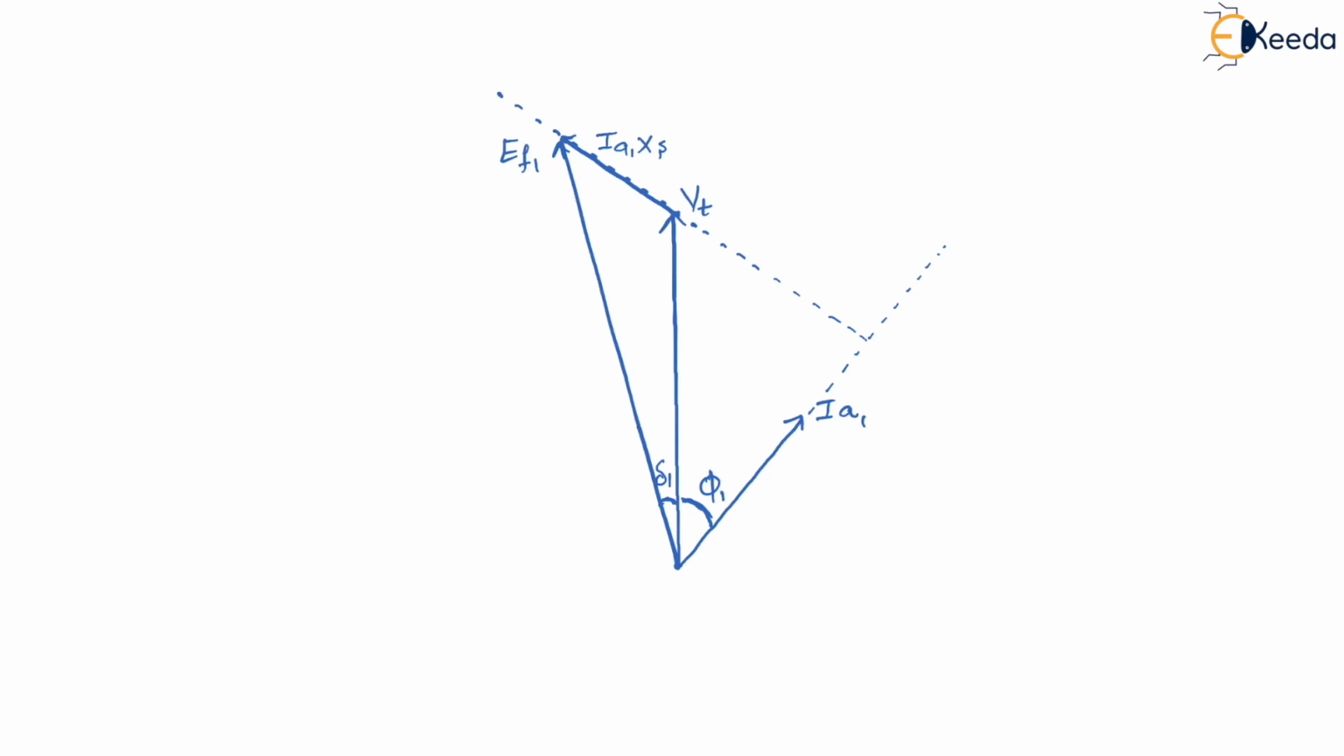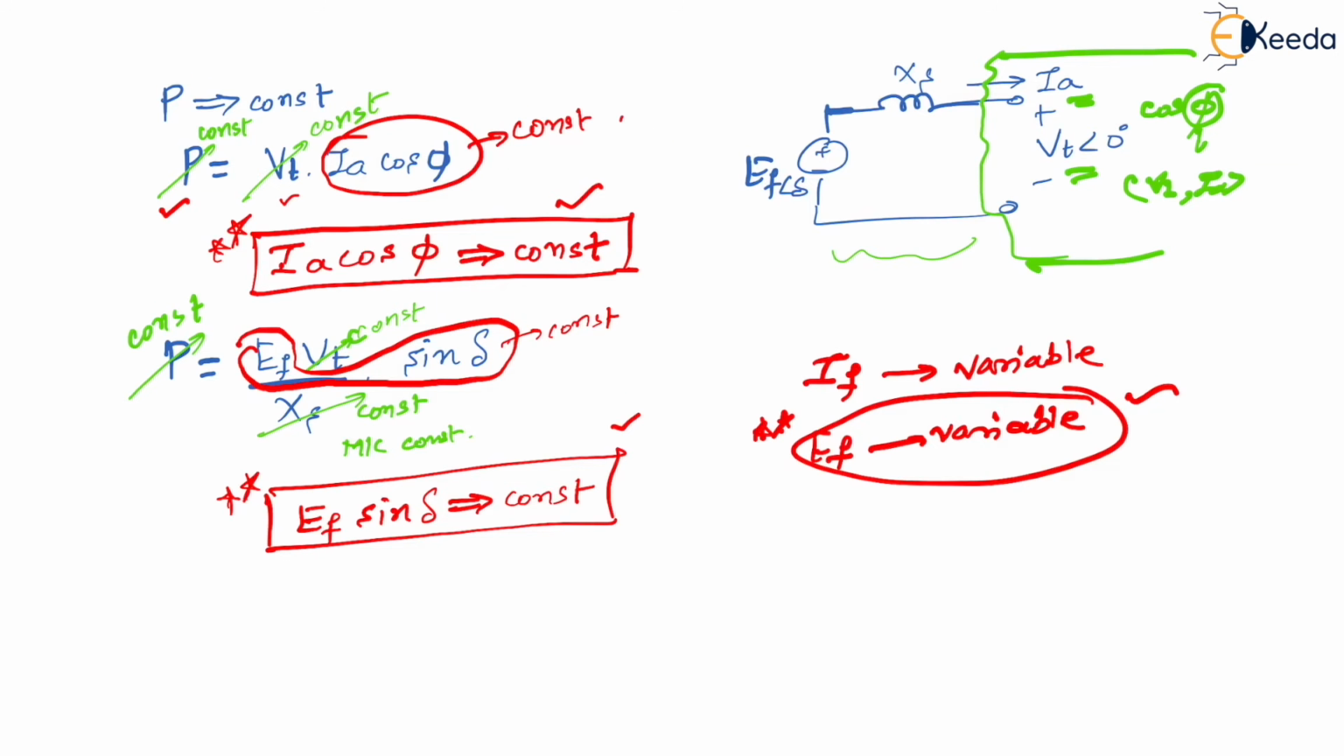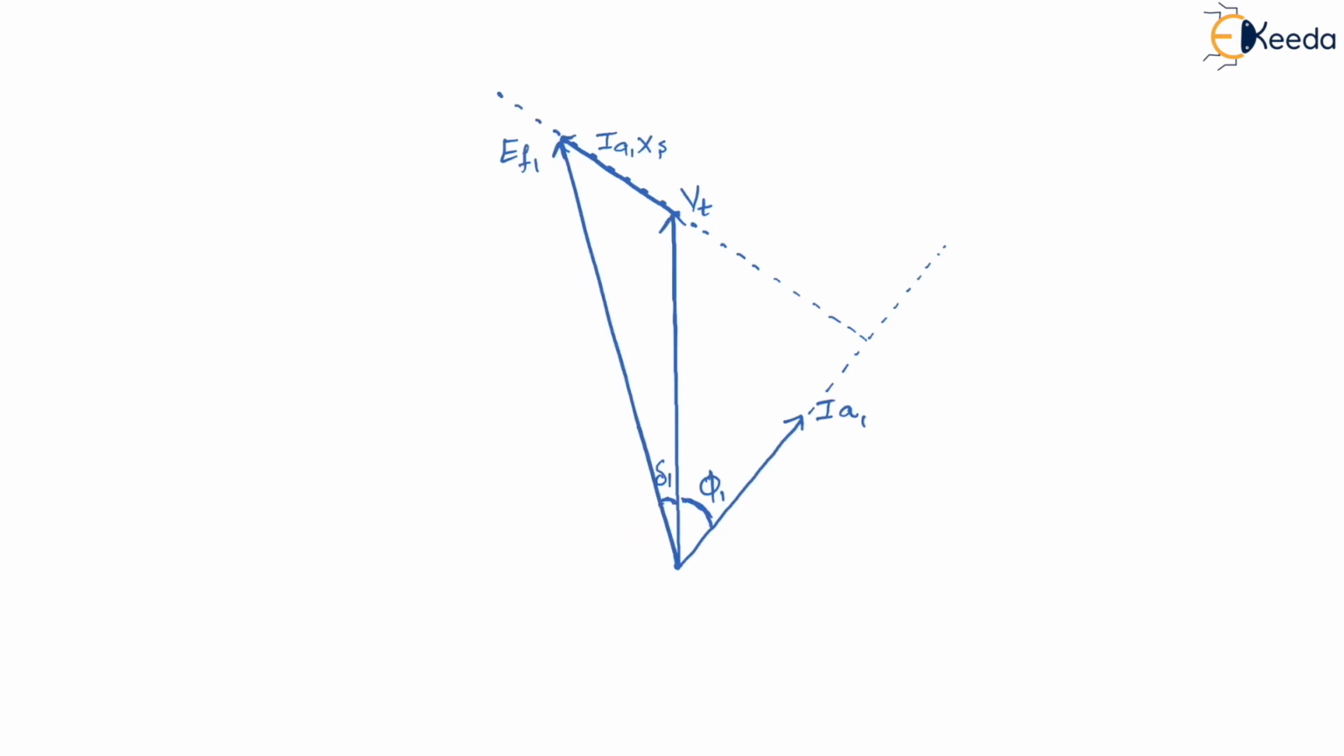Correct? Now look up. If this is my IA1, where will be my IA cos phi? Why am I interested in it? Because I have seen that these 3 points are important for me, 1, 2 and 3, correct? The first point, IA cos phi has to be constant, correct? So now if my IA is here this way, how will be my IA cos phi? Let us understand. If I think of a triangle this way, for example, then if this is my IA1, my IA cos phi will be here or not?